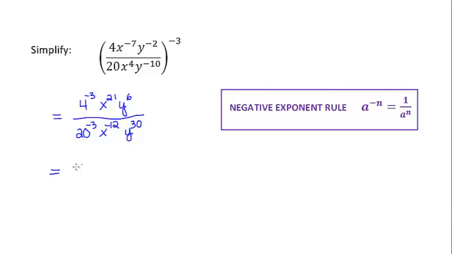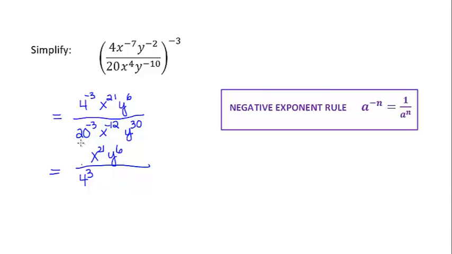4 to the negative 3. Since the 4 has a negative exponent, I'm going to bring that base of 4 down to the denominator and make my exponent positive. X to the 21, y to the 6th. Those are both positive exponents, so I'm just going to keep those on top.